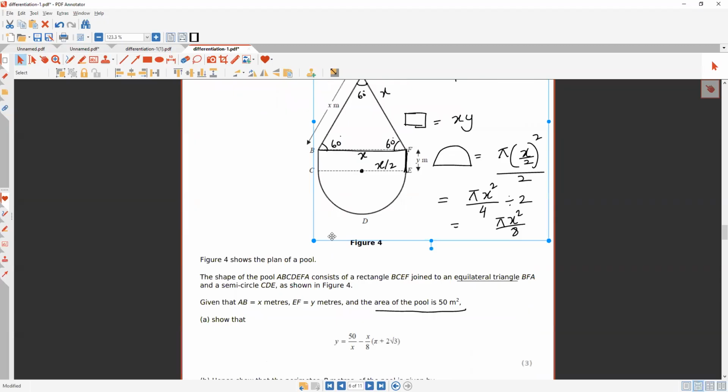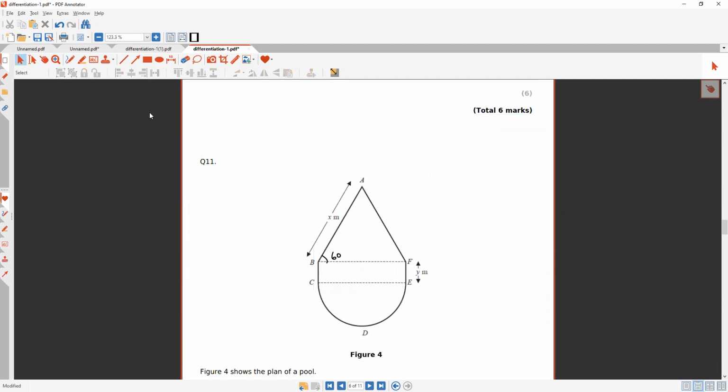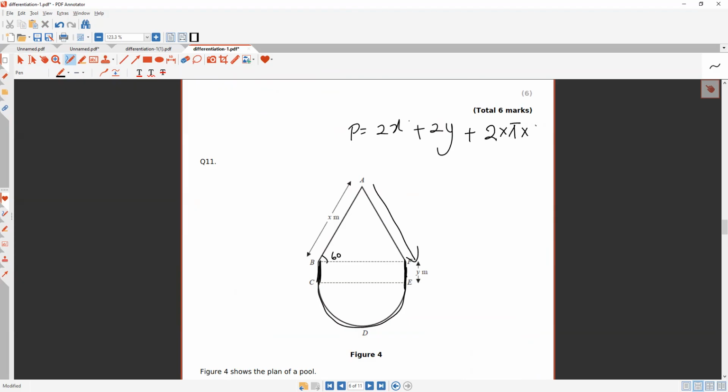Let's do it. Now to find the perimeter, I have x here, I have x here. Okay, so perimeter is 2x. I have y here, I have y here. So perimeter is 2y. Then I have this circumference. What is this circumference? Circumference is 2 pi r divided by 2. What is r? X by 2. 2 and 2 get cancelled. So your perimeter is 2x plus 2y plus pi x divided by 2.